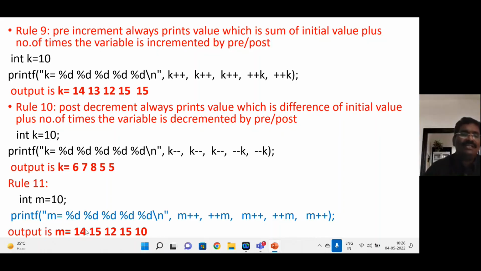Our next one is where you see the post increment 1, 2, 3, 4. So that is equal to 14. 10 plus 14, we are getting 12. So this is the 11th rule.